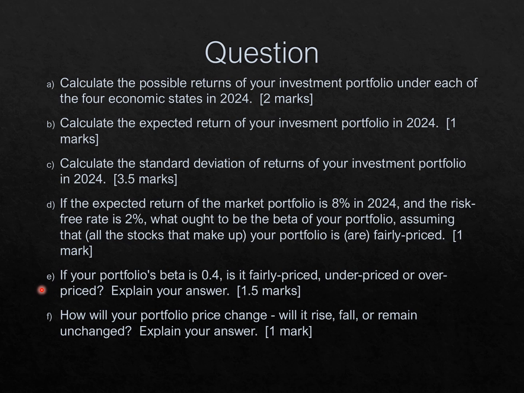And then the fifth question is if your beta is 0.4, is it fairly priced, underpriced, or overpriced? Explain your answer. So that's the fifth question. And the final and sixth question will be, how will your portfolio price change? Will it rise, fall, or remain unchanged? Given this, if your portfolio beta is 0.4, will your portfolio price increase, decrease, or remain unchanged? That's the sixth and final question. All right. Let's look at the answer for each of these six questions in turn. Let's move on to the next slide.